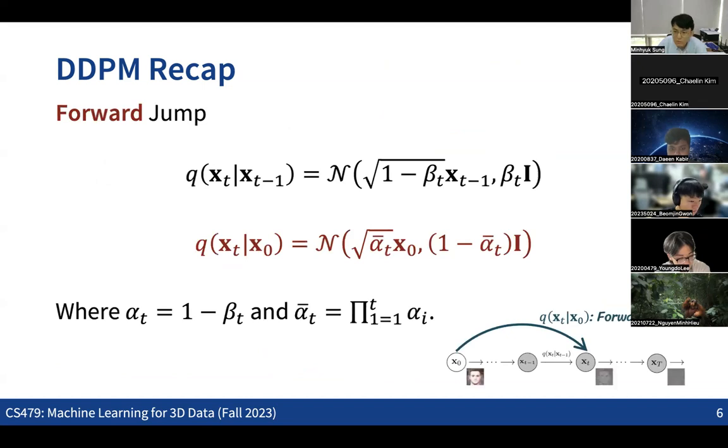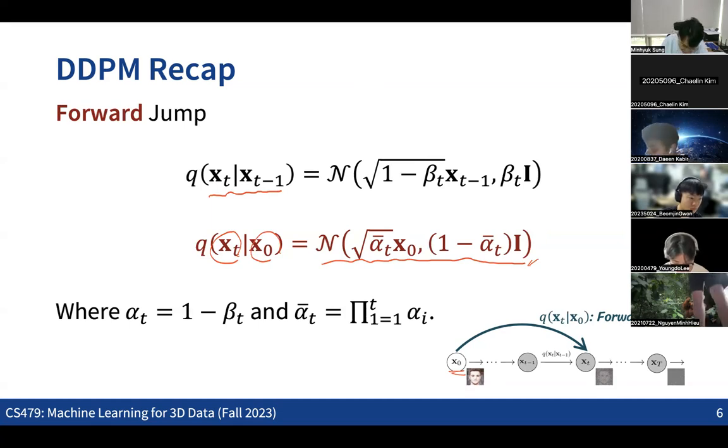The good thing about the definition of our diffusion process is that we can directly jump from x0 to an arbitrary xt for an arbitrary time step t, and this jump from x0 to xt is also defined as a Gaussian. So we could derive that a stack of multiple Gaussian transitions can also be represented as a single Gaussian transition. This was the property that we could see.